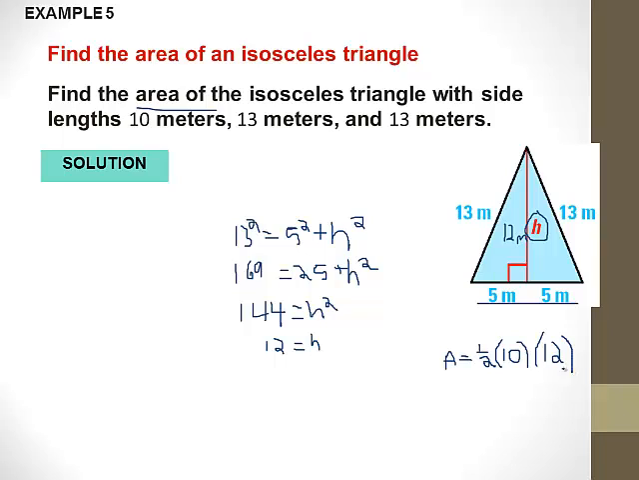I can plug this straight into a calculator, or I can use the cancel method here, and I get area is equal to 60. And again, since it's area, you have to make sure you have the proper units. So 60 meters squared. Okay.